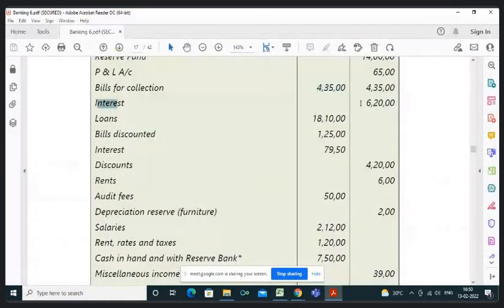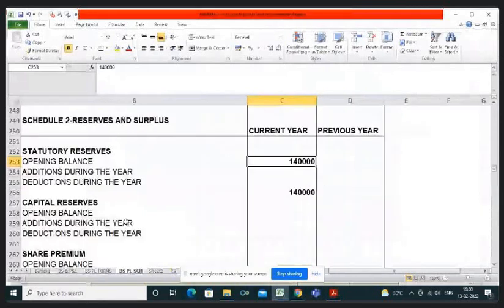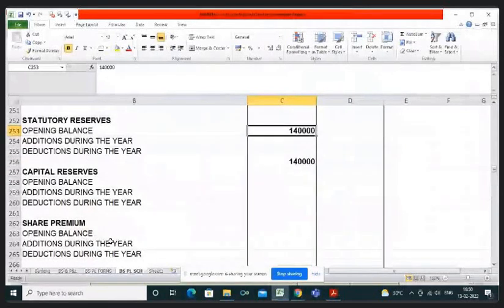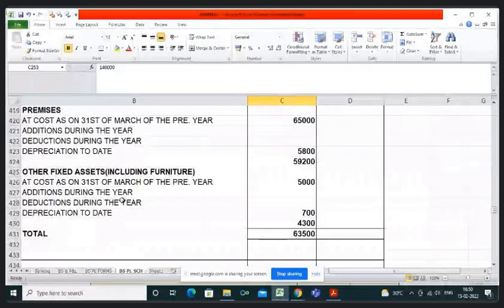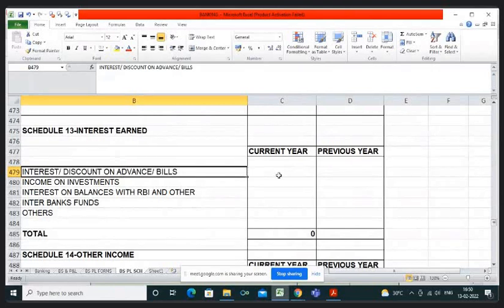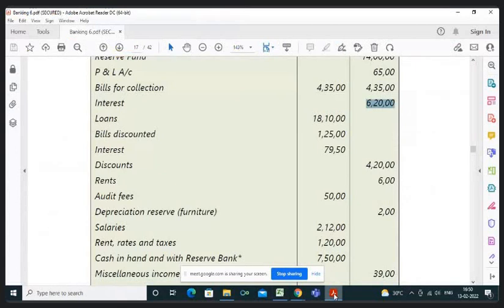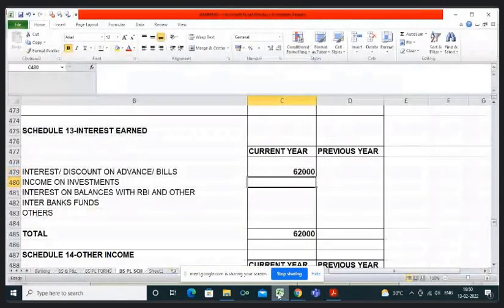Then we have interest on the credit side. So absolutely no doubt it is an income and it will be part of the schedule number 13 of the profit and loss account. So we'll take it to the schedule number 13. Let's move on to the schedule number 13. Interest or discount on advances and bills. So there we will write this. How much? 62,000. So 62,000 will be written here.